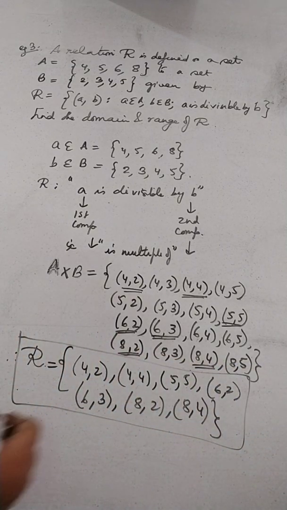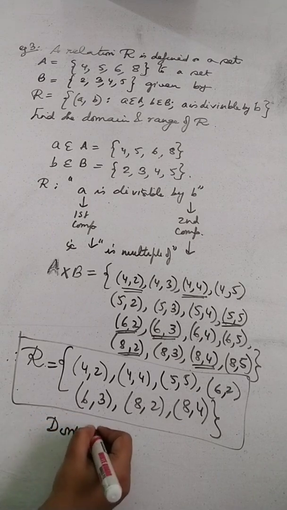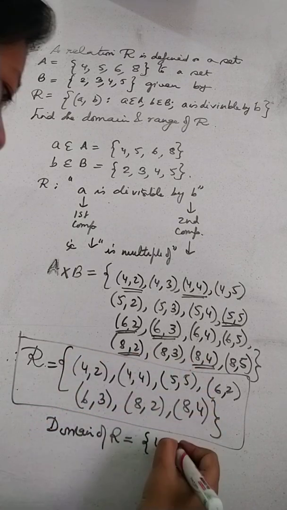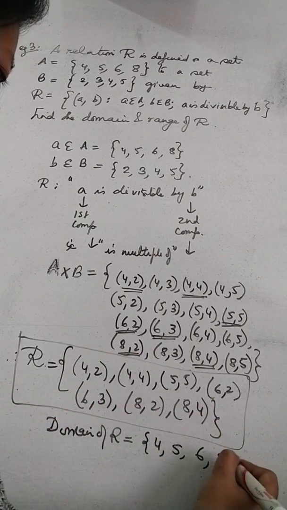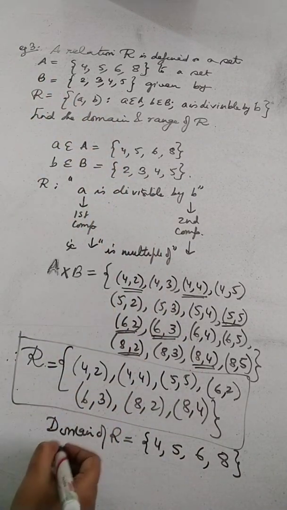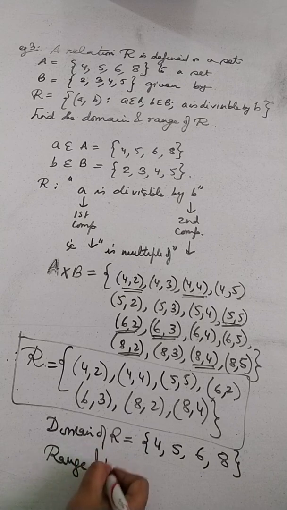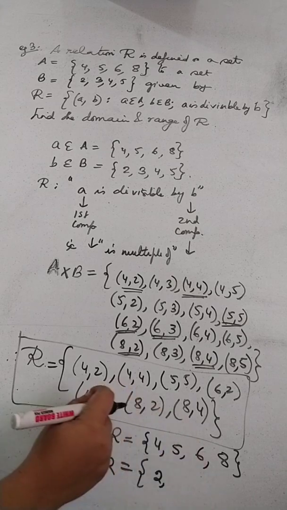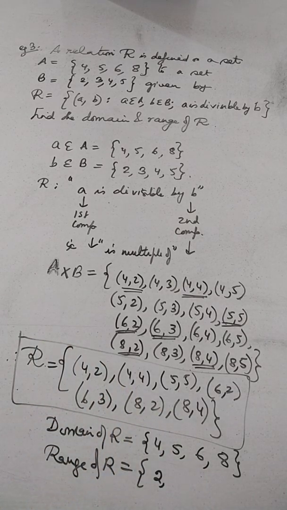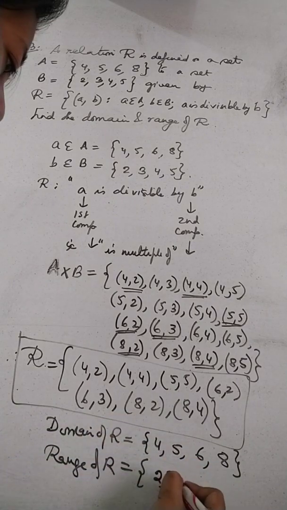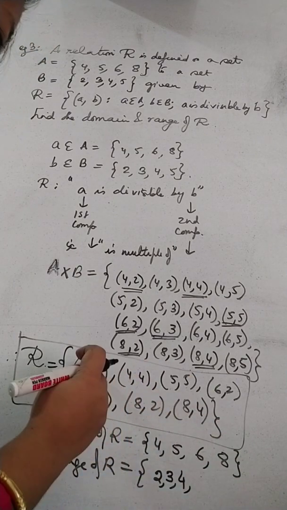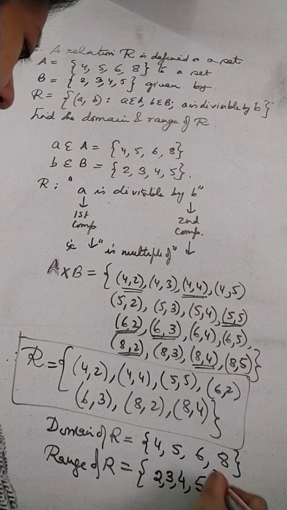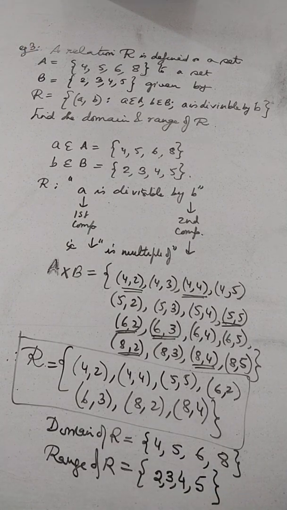So what is the domain of R and what is the range of R? The domain of R is the set of first components. That means it's 4, without repeating, 5, 6 and 8. It's going to be A itself. Range of R, the values of y that you got: 2, 4, there's a 3 also over here, right? So you will write 2, 3, 4, what else? 2 is there, 3 is there, 4 is there, 5 is also there. So the range is {2, 3, 4, 5}.